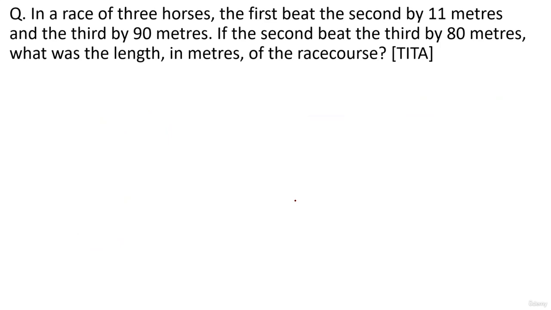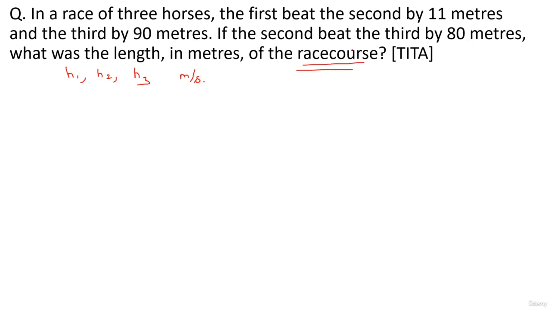Okay. In a race of 3 horses, the first beat the second by 11 meters and the third by 90 meters. So what I will do is assume the speeds of the 3 horses as h1, h2, and h3 meters per second. The first horse beats the second by 11 meters. In the question, they're asking: if the second beat the third by 80 meters, what was the length in meters of the race course?